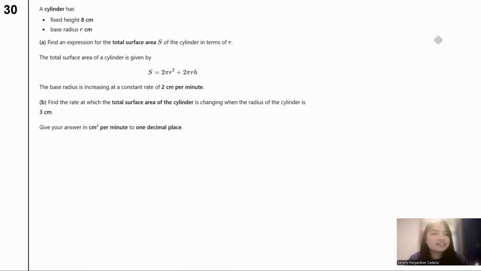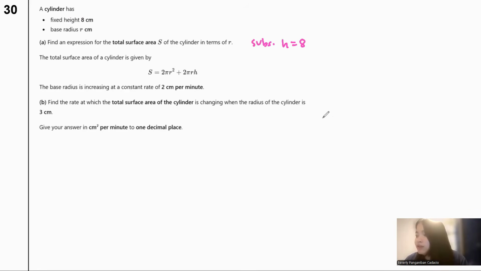And that's your answer. Easy peasy. Okay, now the last number, which is letter A, is easy. Find the expression for the total surface area S of the cylinder in terms of pi. The total surface area is given. Take note of the given, which is the fixed height is 8 centimeters. Base radius is r.